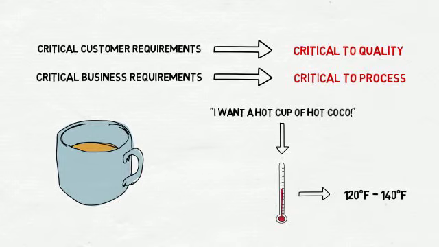Review the critical to quality and critical to process specifications to make sure things are in balance. The VOC-VOB tool helps you to know who your customer is and what is truly important so that you can measure performance.